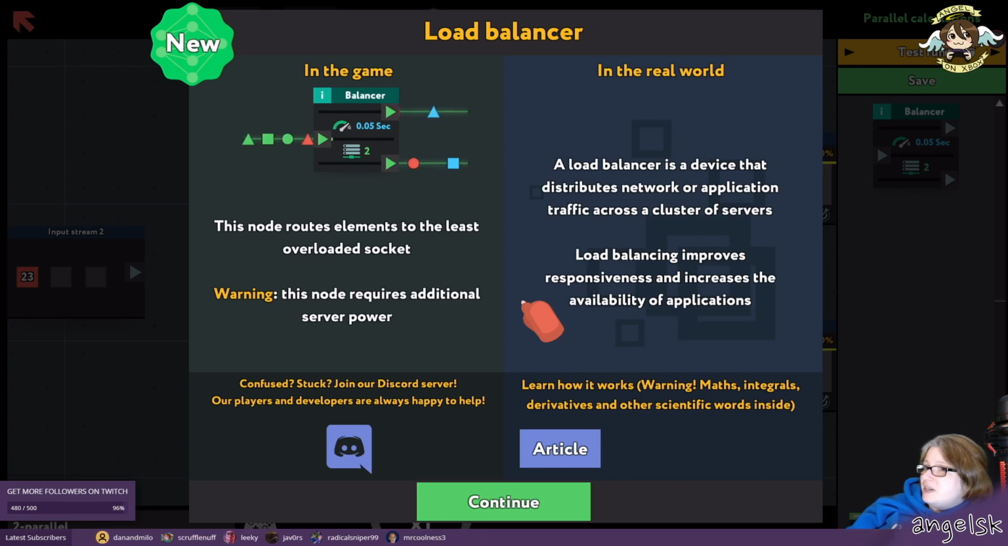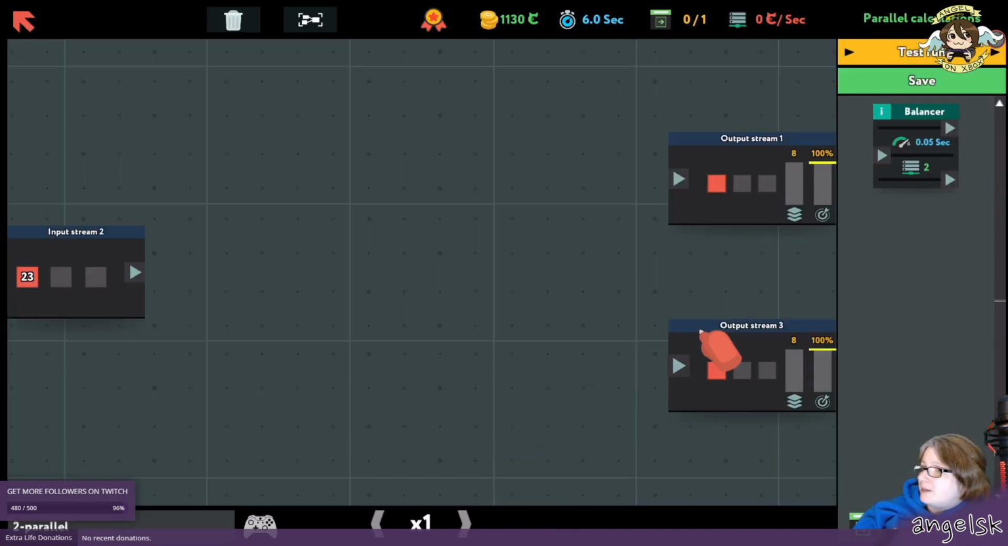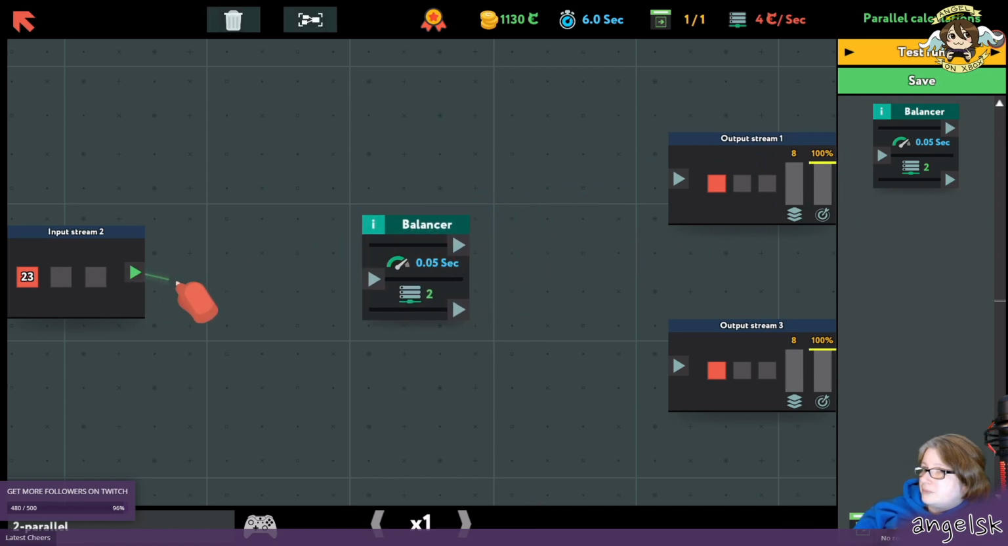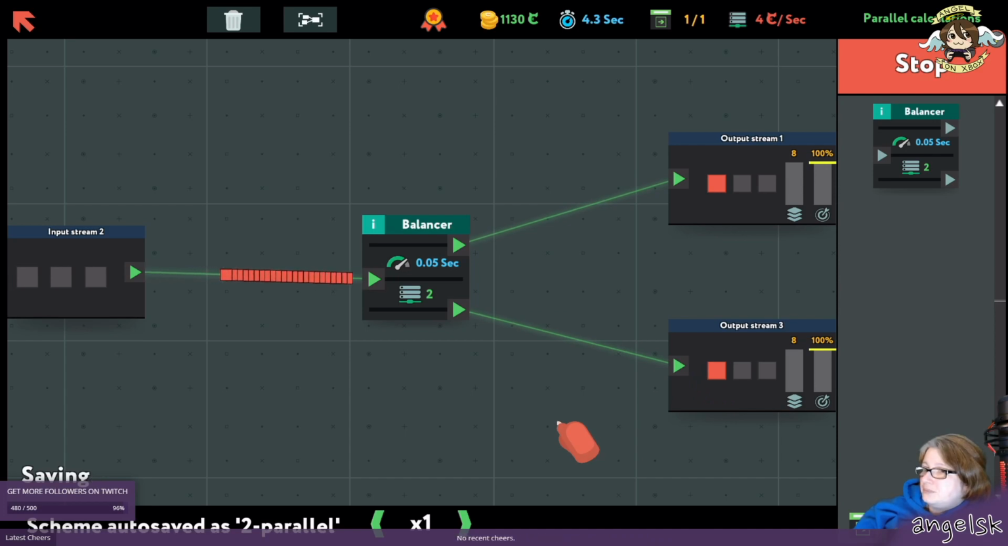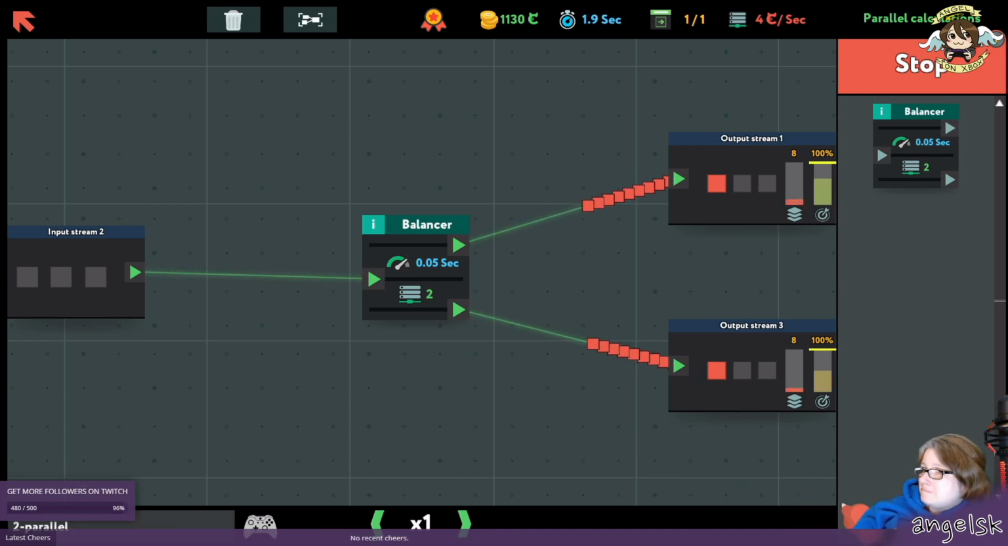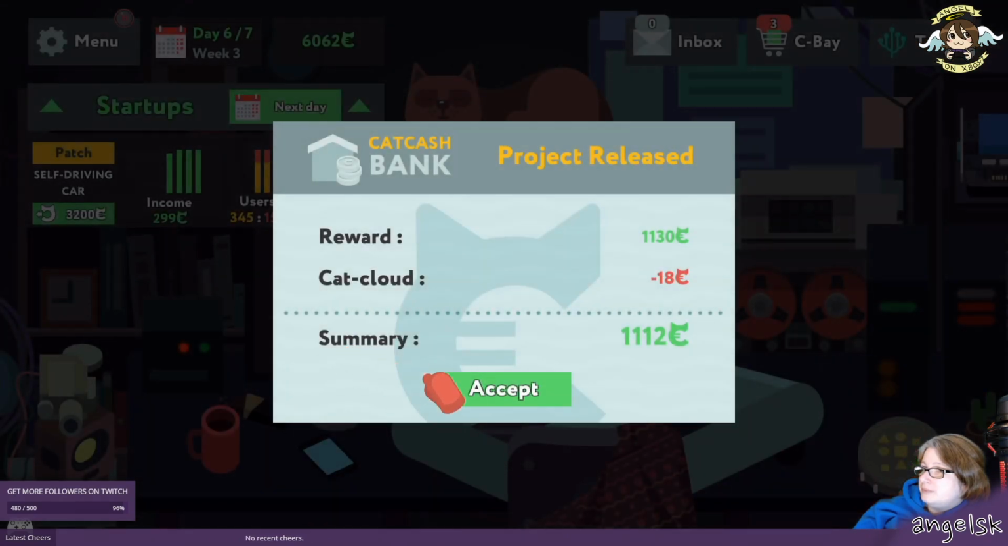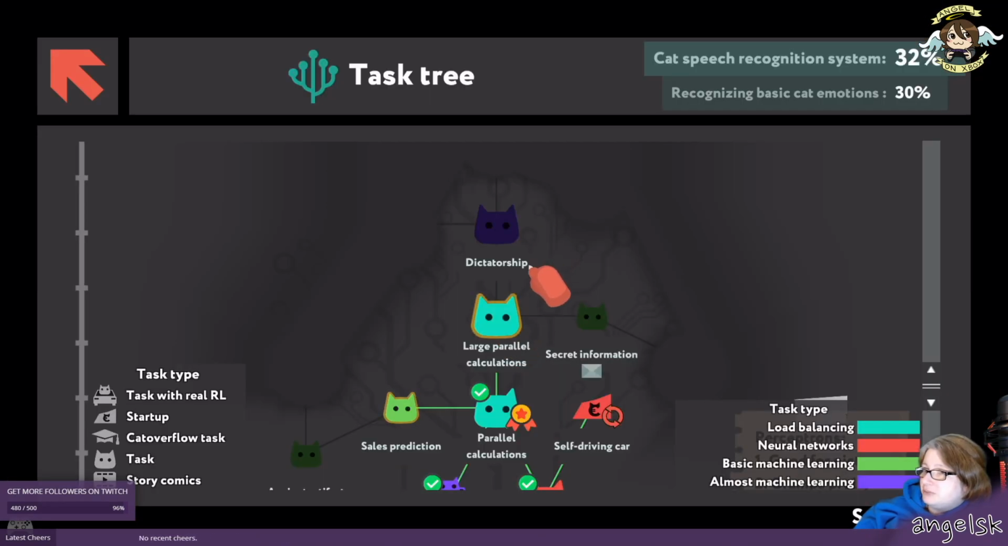The load balancer is a device that distributes network or application traffic across a cluster of servers. Load balancing improves responsiveness and increases the availability of applications. I know enough about load balancers that I'm going woohoo. Woohoo. So this very simple one is literally just going to, okay. That's not what I was trying to do, but there we go.